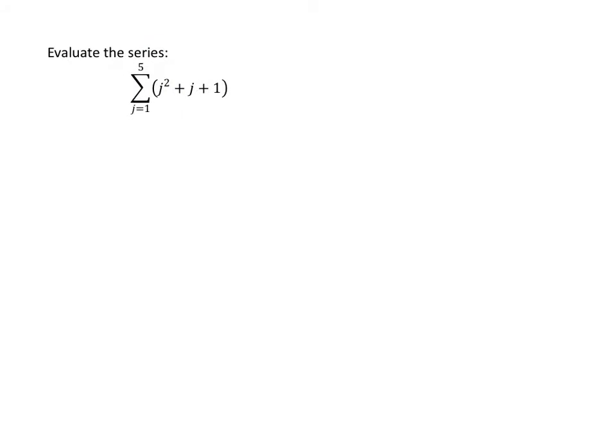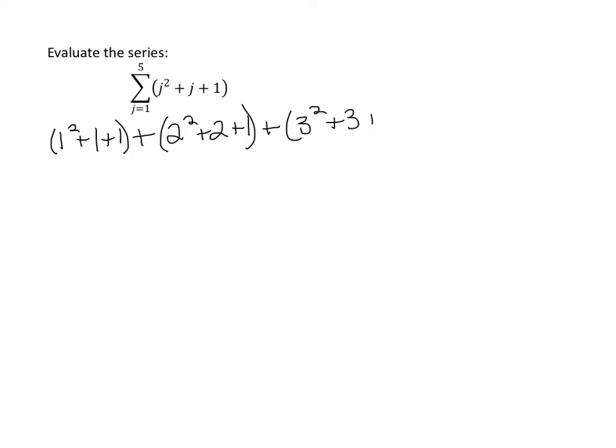Let's start by evaluating the series. We're going to add up, starting with j equals 1 up to j equals 5, this. So let me show you what that looks like. With j equals 1, we've got 1 squared plus 1 plus 1, plus j equals 2, 2 squared plus 2 plus 1. And then when j equals 3, 3 squared plus 3 plus 1. When j is 4, and then when j is 5.